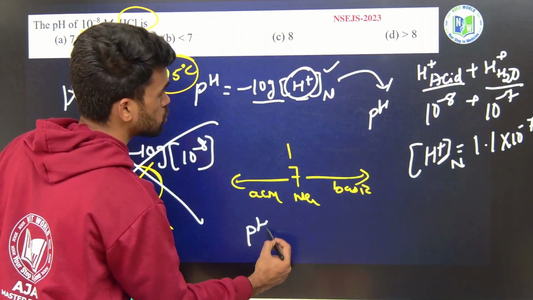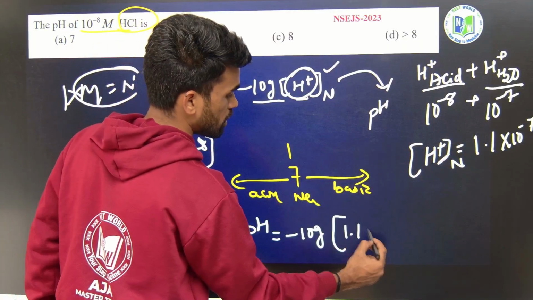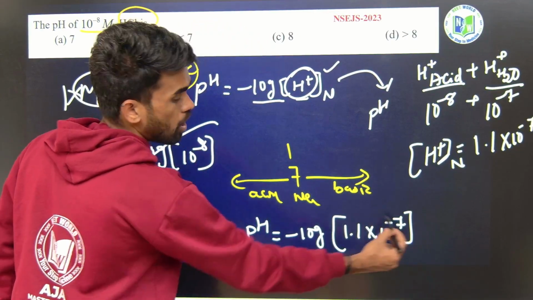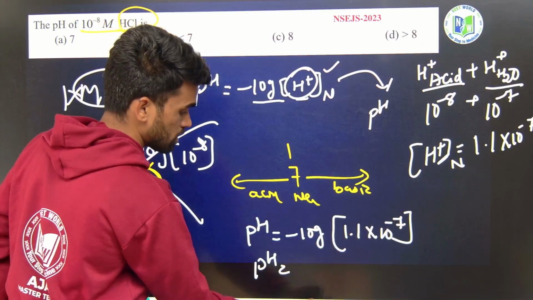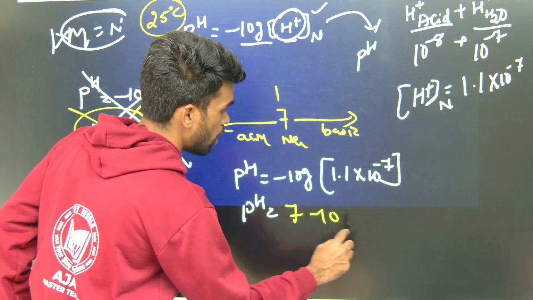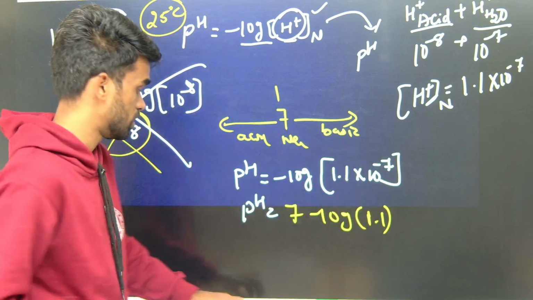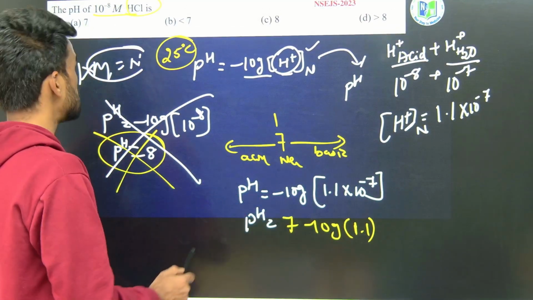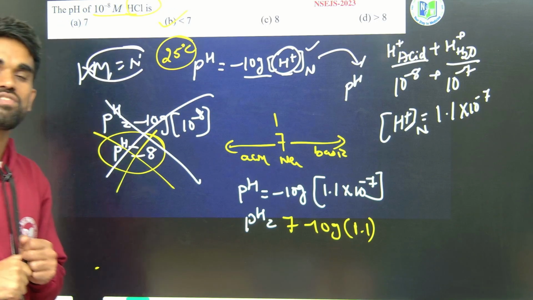So now you substitute that value for the exact pH. pH is minus log of 1.1 into 10 power minus 7. Apply the log A into B formula, log A plus log B, and your answer will be 7 minus log 1.1. That is less than 7, right? You are doing 7 minus something, so it means lesser than 7. So where do we have lesser than 7? Yeah, the pH will be less than 7, so your option B will be the perfect answer.